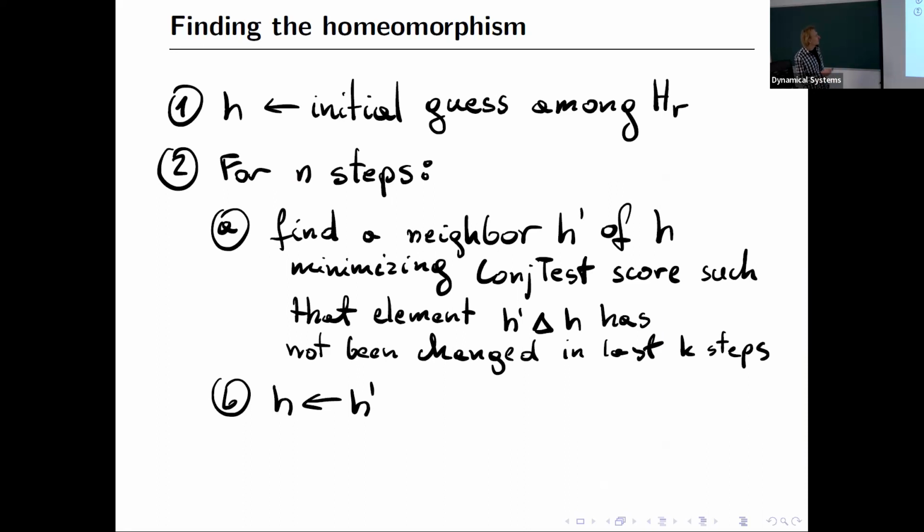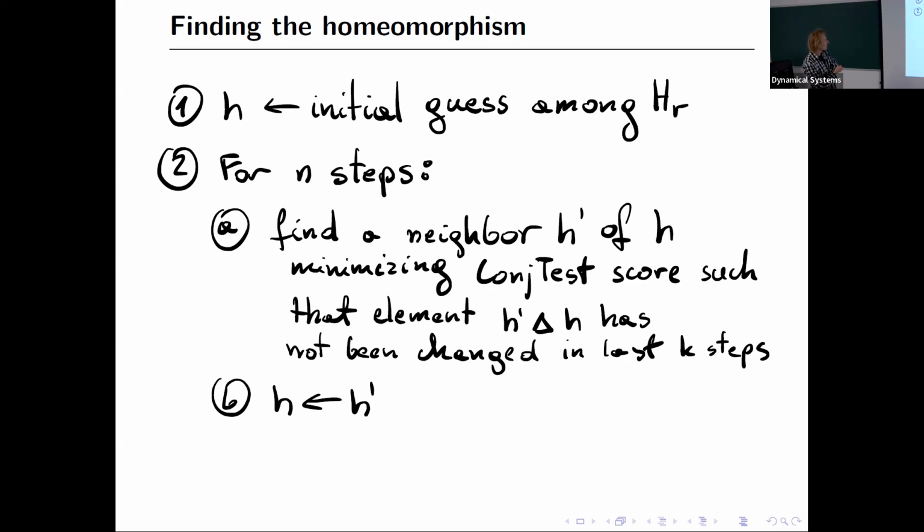So we tried to create some kind of gradient descent algorithm, and this is a pseudo code of the algorithm that we use. So it goes as follows. We start with our initial guess for the connecting homomorphism between our 2 time series.